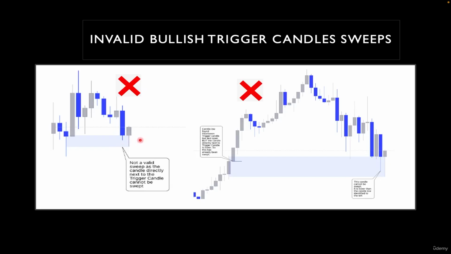The second scenario is when we draw our box from right to left, we find a low like this one here, but it is higher than the candle directly next to the trigger candle. So what that means is this candle here, directly next to the trigger candle, has already taken this liquidity. So this is not a valid sweep.